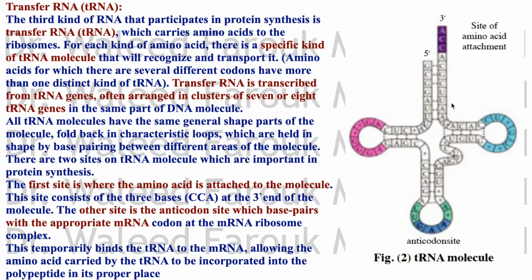The tRNA molecule takes the amino acid to the mRNA and starts its work. To bind to the mRNA, there is another end called the anticodon site, which binds with the appropriate mRNA codon at the mRNA-ribosome complex. This makes the tRNA able to put the desired amino acid in its correct place in the protein. So this is the transfer RNA, or the third kind of RNA.